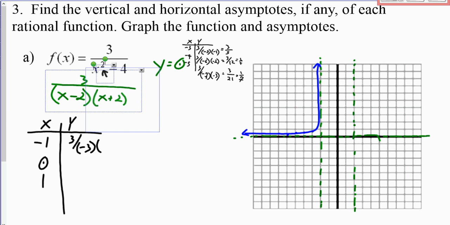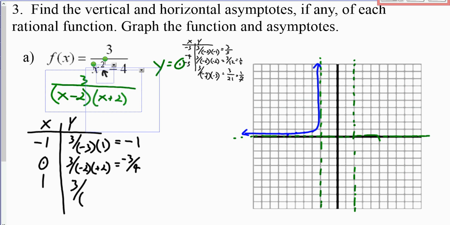-1 plus 2 is going to be 1, and I get -1 there. When I plug in 0, I get 3 over -2 times 2, and I get 3 over 4, and that's negative.